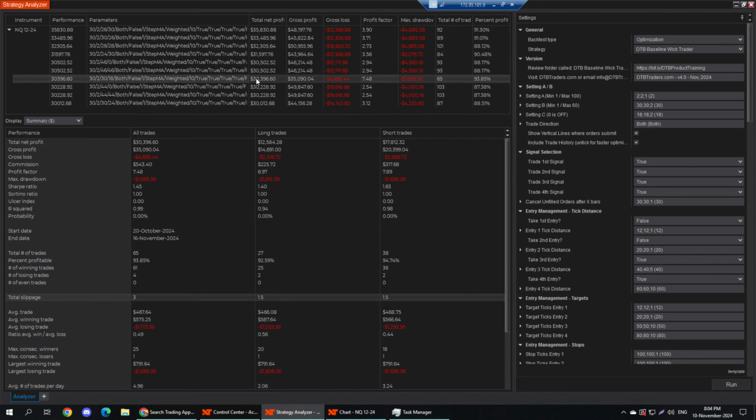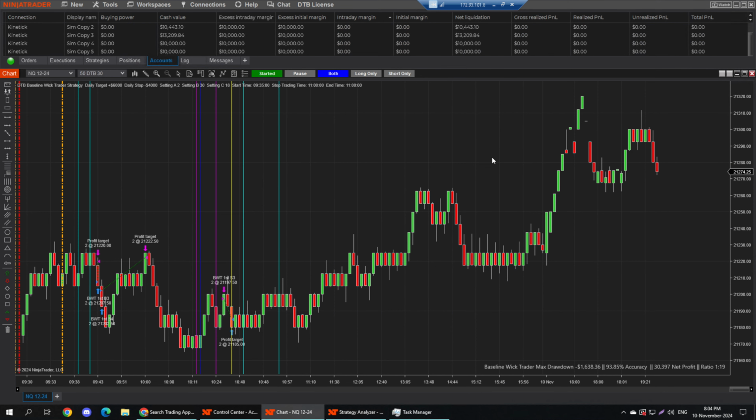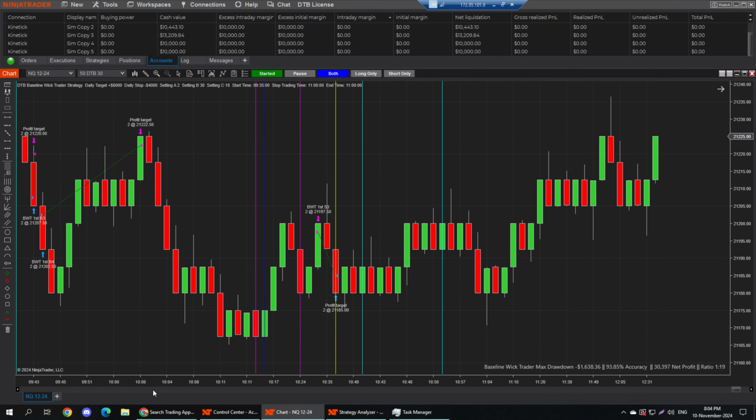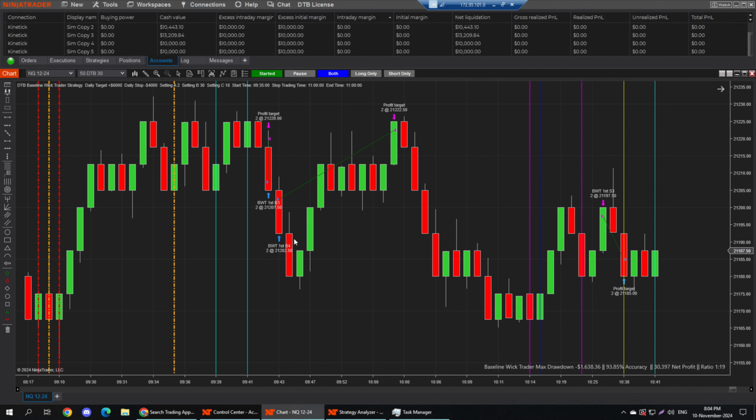So that's a cool strategy, right? It's got decent results. It's only got 65 trades. You can go and look at the chart itself. Be mindful though that sometimes you are going to notice, especially on this very specific bar size, that some of the entries are going to show like this. So what happened there is the entry happened over there, and it shows a profit target over there.